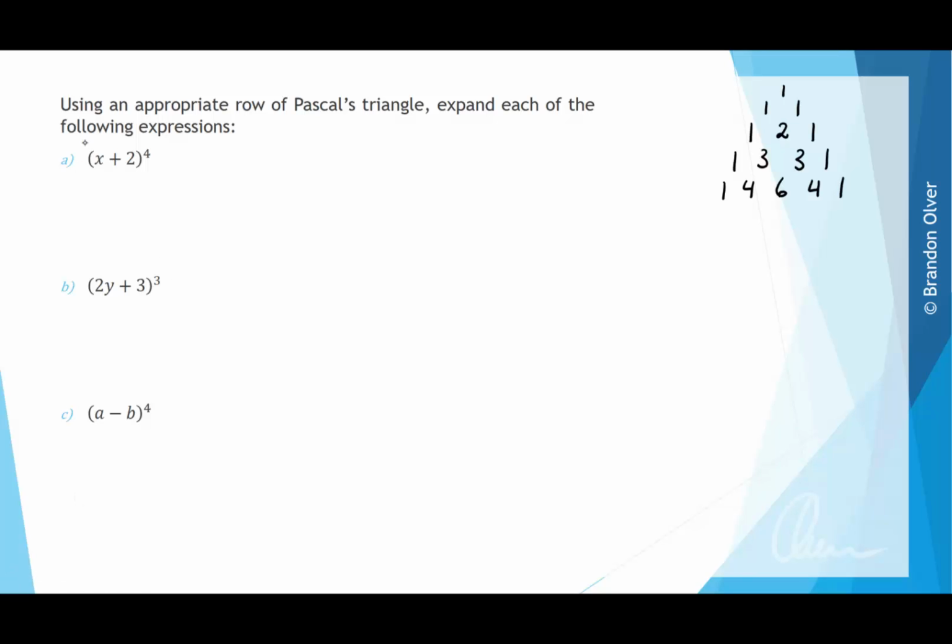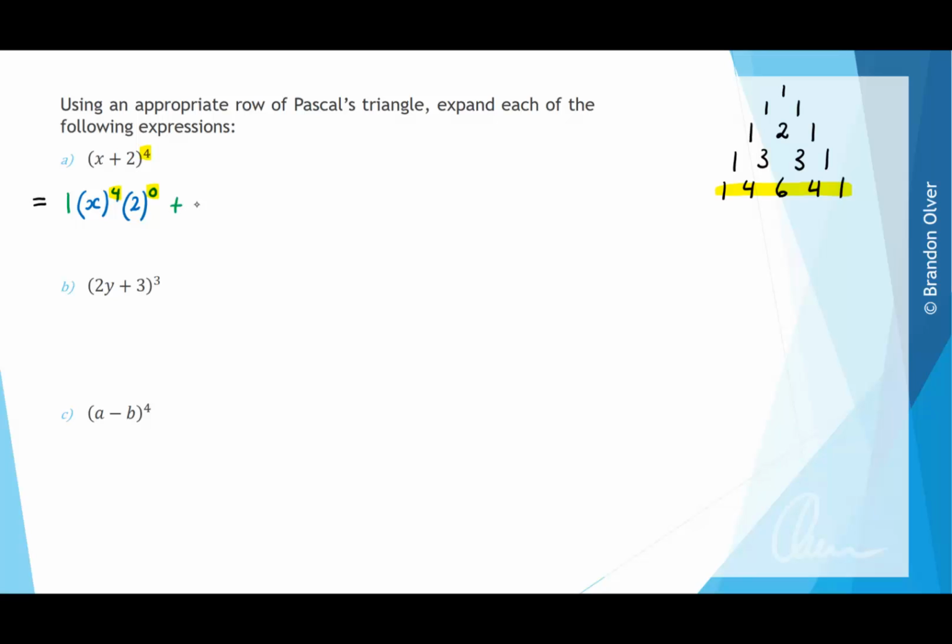So for our first one, in part A, we have (x + 2) to the power of 4, and we need to go down to the fifth row of the triangle to get the expansion coefficients. So (x + 2) to the power of 4, when expanded, will be equal to... Our first expansion coefficient is 1, and then we have x to the power of 4, and then 2 to the power of 0, and these powers here and here will always add up to 4.